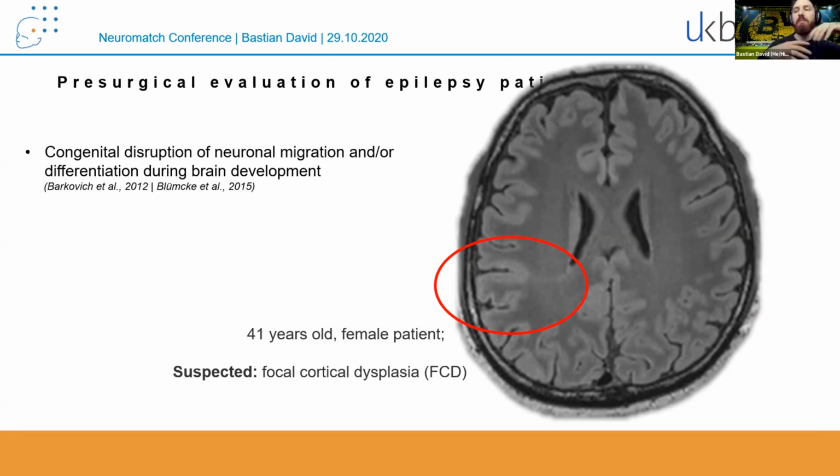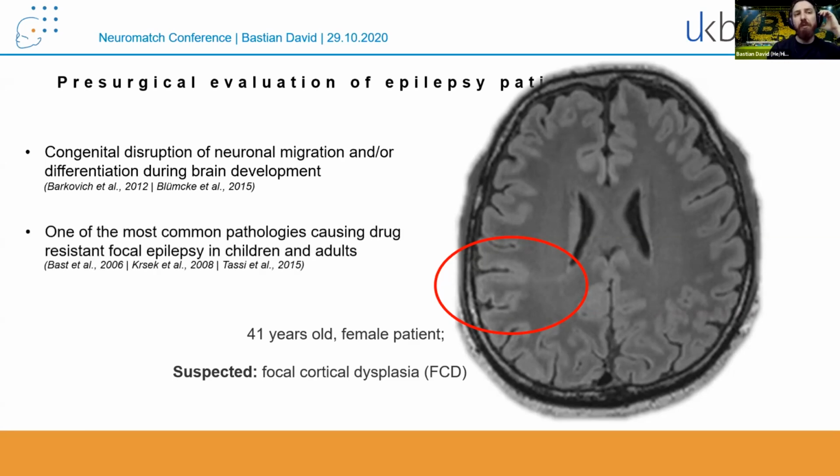Basically it means while the brain is developing, the somata, so the cell bodies of the neurons, are traversing from the neural tube outside to the cortex. And in these patients, they don't migrate far enough, so they get kind of stuck in the deep white matter. It's actually one of the most common pathologies causing drug-resistant focal epilepsy in both children and adults. Drug-resistant epilepsy means that the only therapeutic option for these patients is to undergo resective surgery.